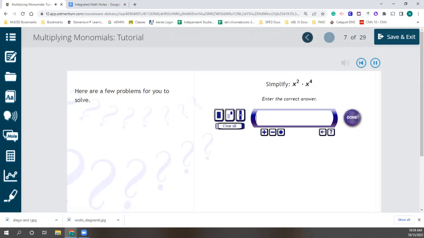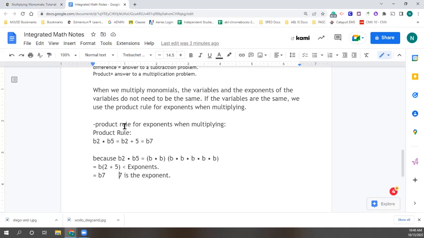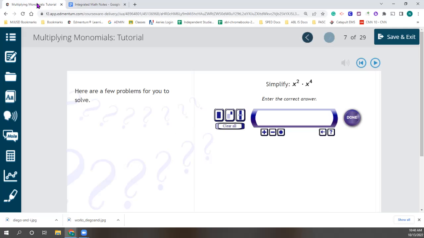Here are a few problems for you to solve. All right, so it wants us to simplify x squared multiplied by, that dot right there means multiplied by x to the 4th. So we know that the variables are the same, therefore we can use the product rule for exponents and add the exponent 2 plus the exponent 4. Now, remember from other lessons, we have to do this exponent button or it will be written incorrectly.